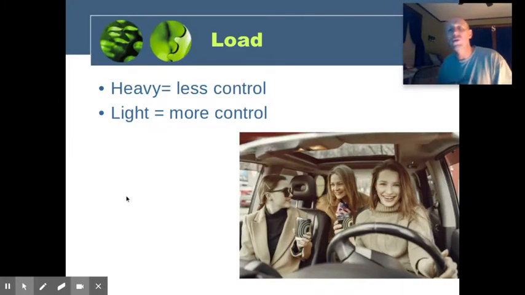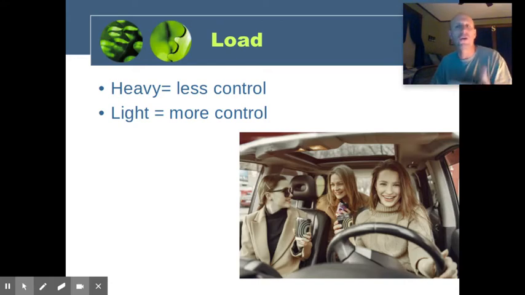The load, so that's basically how heavy is your vehicle. What are you carrying in your vehicle? The greater the load, the less control you have. And the reason for that is that you have more energy of motion.